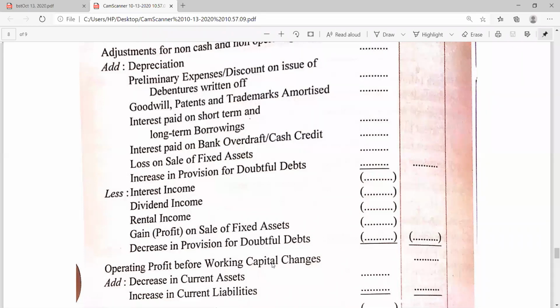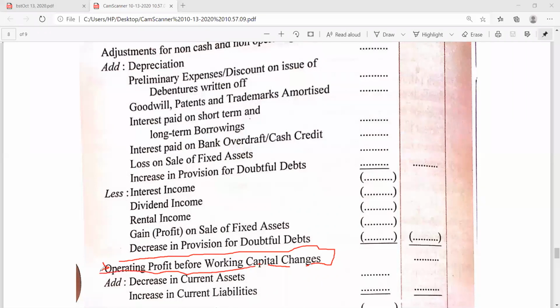In this way, you come to know that you will get your operating profit, but before working capital changes. Please mark this point, highlight this. What we get up to this discussion, we get the operating profit before working capital changes.